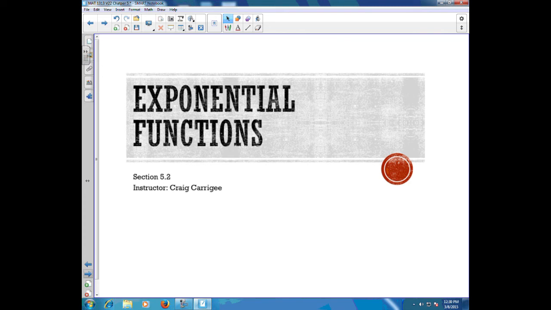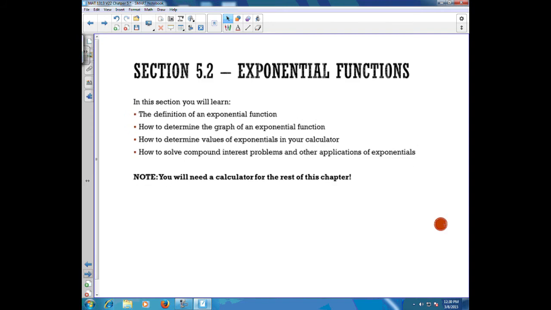In this section, we're going to talk about exponential functions. So in this section, you're going to learn what an exponential function is, how to determine the graph of an exponential function, how to determine values of exponentials using your calculator, and how to determine compound interest and other applications of exponentials. At this point, for the rest of the chapter, you will likely need your calculator, so keep it handy.